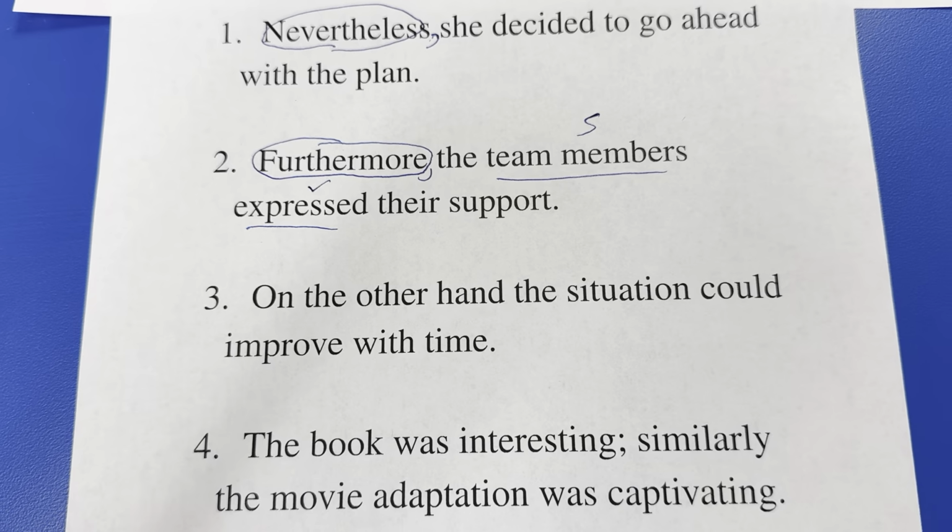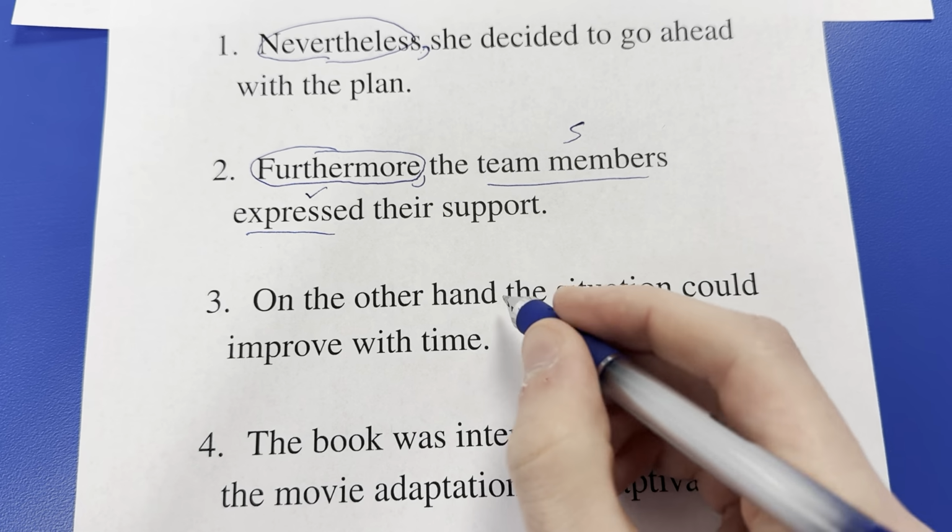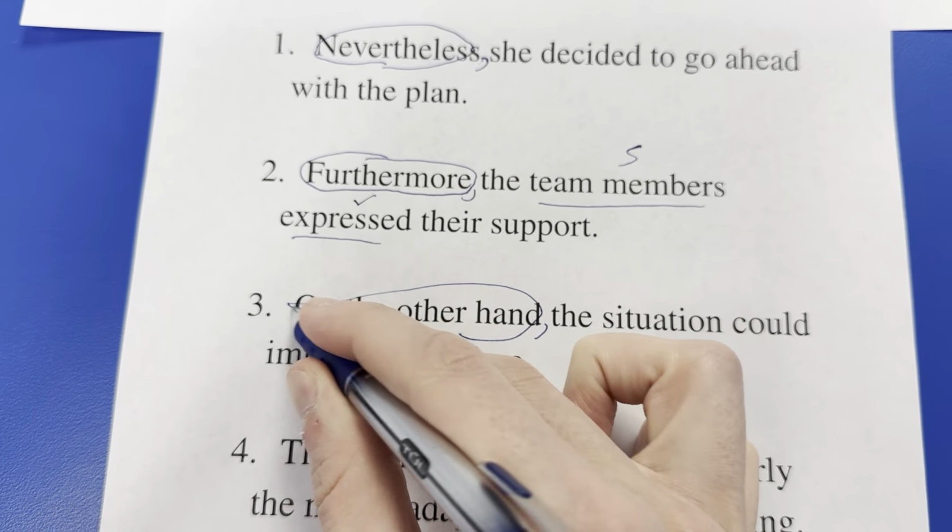On the other hand, the situation could improve with time. On the other hand, comma, circle the transition word. Sweet.